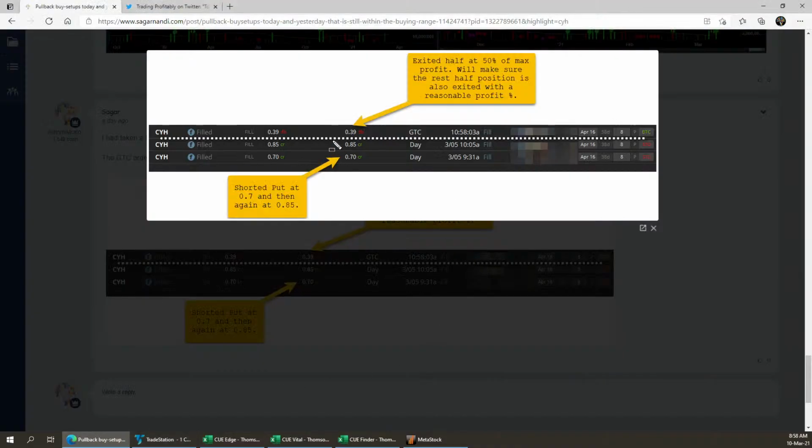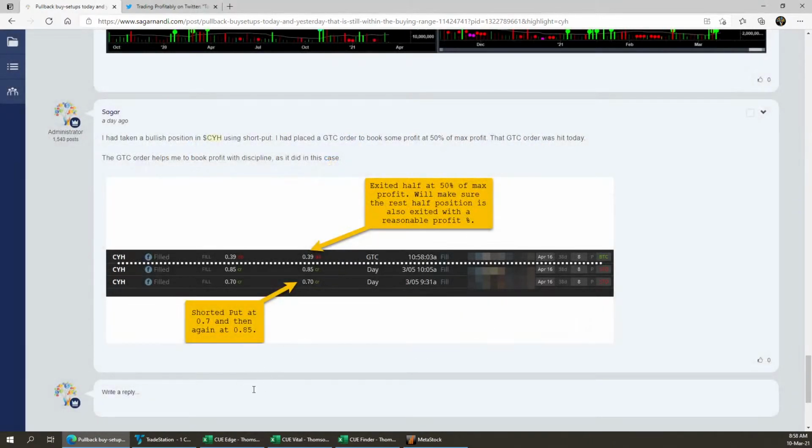I shorted the put at 2 different entry prices, 70 cents and 85 cents, and I closed at least partial profit at 50% of max profit. Now I'll make sure that any position I am still holding also exits with a good profit. Once again, this trade exited in 3 trading days. That's why the more you observe the trades I share, or if you are following the same swing trading technique, you will notice most of the time we exit the trades within 5 to 7 trading days.